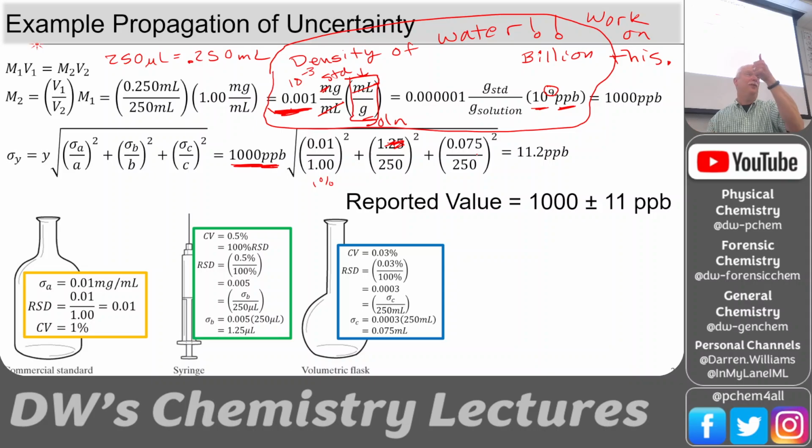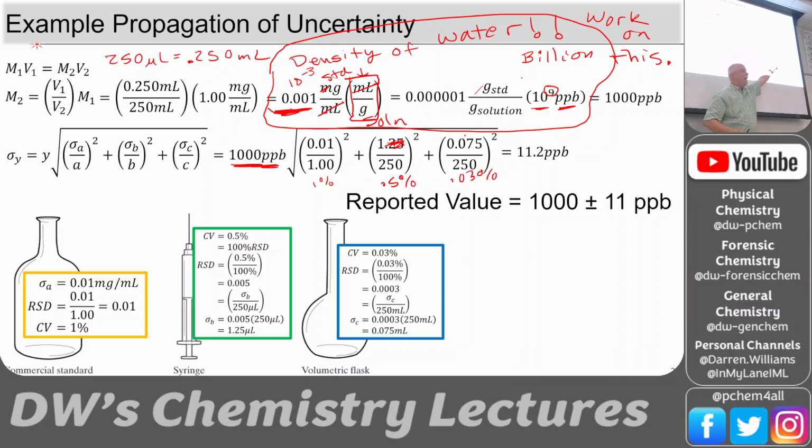So my volumetric flask is great. This one is fantastic. Again, that's 0.03%. This was 0.5%. I'm going to have to deal with that too. The syringe is not what I'd like. If I want 0.1%, I'm going to have to get a better syringe. But it doesn't make any sense to buy a better syringe if I'm not going to spend more money on my standard. So that's what this uncertainty analysis gives us.